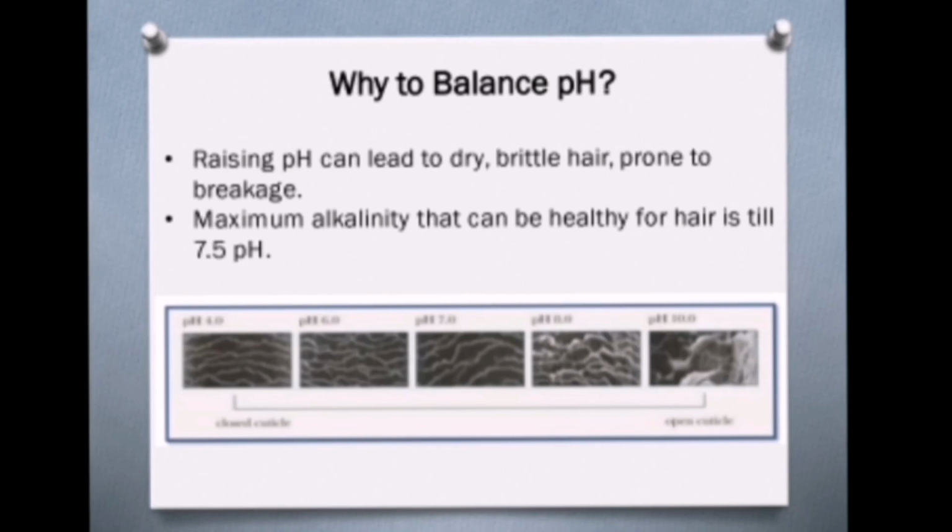Why balance the pH? Hair and sebum naturally have a pH balance between 4.5 and 5.5. This means hair and sebum are healthiest when acidic. Raising pH can lead to dry, brittle hair prone to breakage. Maximum alkalinity that can be healthy for hair is still 7.5 pH. Slight alkalinity is necessary in hair styling products such as hair gels to give a fluffy look to the style and helps combat baldness or thin hair problems.